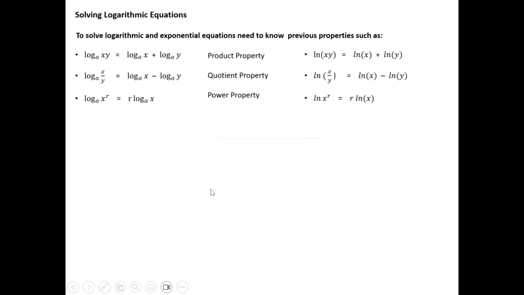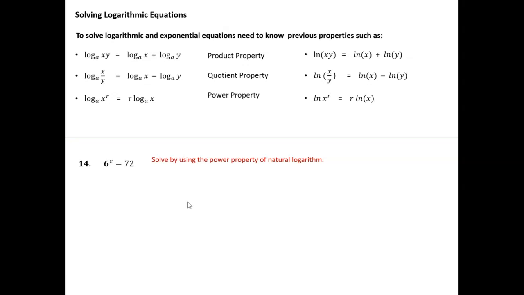Now we're solving logarithmic equations. Again, same properties, we're going to need them. So solve 6 to the x power equals 72. I said solve by using the power property of natural logarithms. So here, guys, we're going to take the natural log of both sides. By rule number 3, the exponent goes to the front.